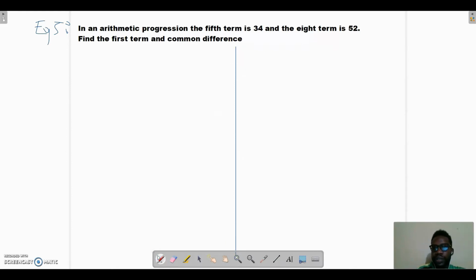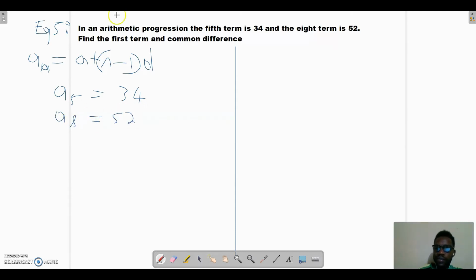And of course, we want to mention that there's a difference between the sum of the terms. The sum of the terms, that's the formula that adds up all the terms for you. They also have the formula for the nth term, which is an equals a plus n minus 1 times my common difference d. So it's important to note the difference between the two of them. Now what you have is the fifth term, so I can call it a5 equals 34. And we have the eighth term, a8 is equal to 52.